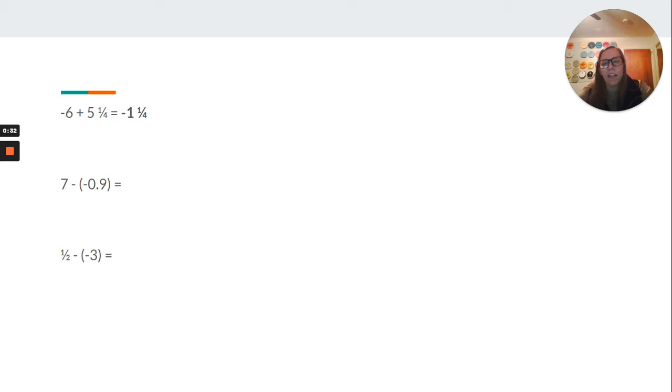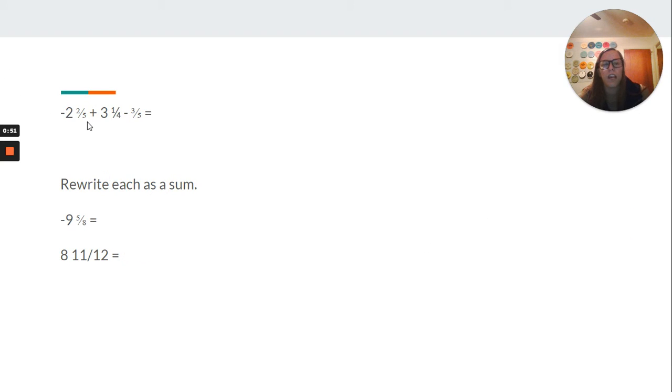Next, we have 7 minus a negative 0.9. So we know our answer is going to be positive because we can now write that as 7 plus 0.9, or 7.9. And last, negative one half minus a negative 3. So negative half plus 3 is 2.5, okay?